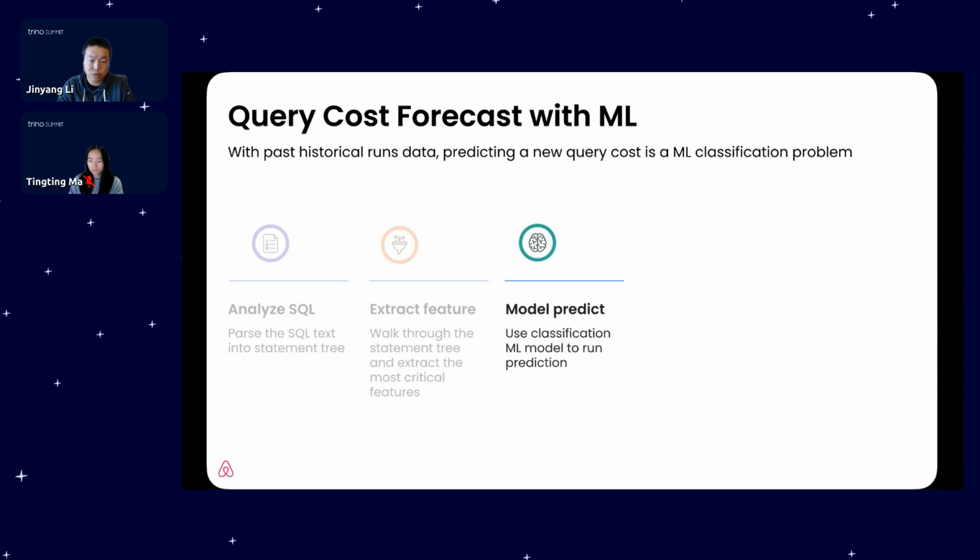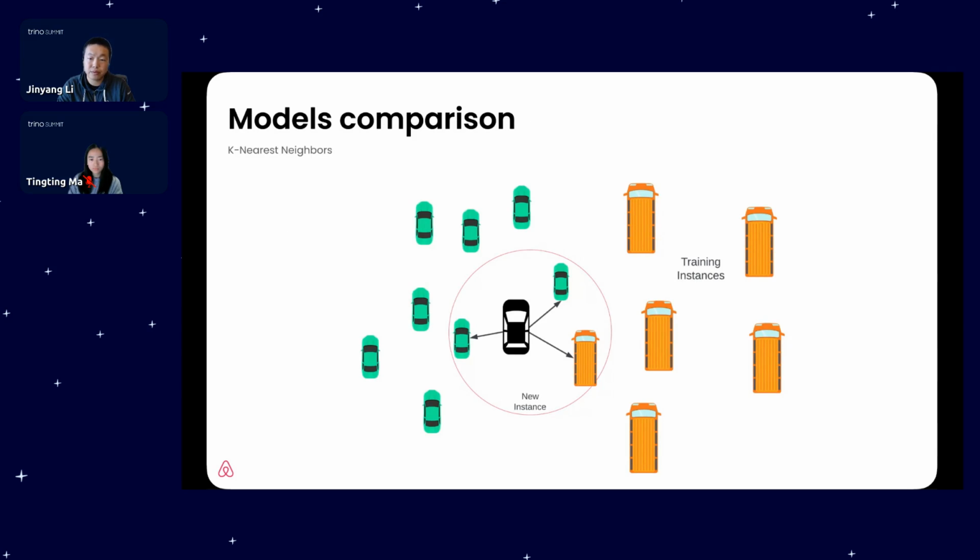With a proper input, now we can use the model to run the prediction and tell us the estimation of the query cost. In this project, we explored two popular models. The first model we evaluated is the k-nearest neighbors.